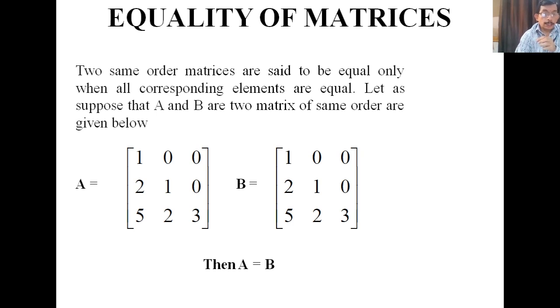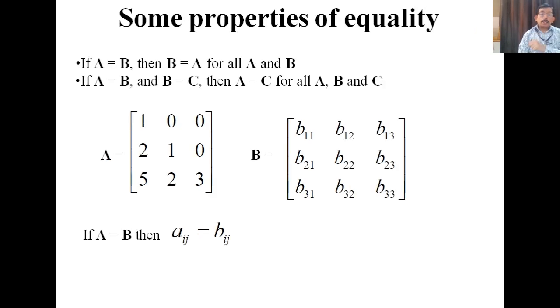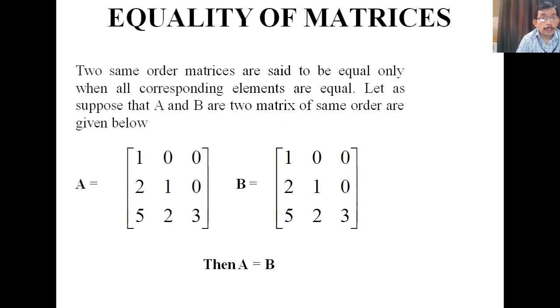Suppose these are two matrices you see on the screen, A and B. The first row of matrix A has the elements 1 0 0, and the first row of matrix B is also 1 0 0. Both elements of A and B in the first row are equal in the same position. The second row in matrix A has the elements 2 1 0, and the second row in matrix B is 2 1 0. Both are equal in the same position.